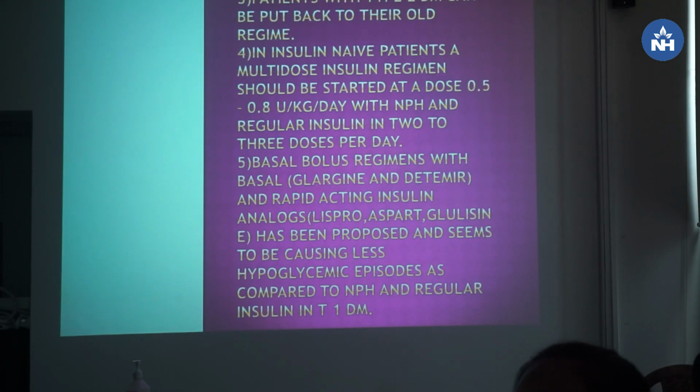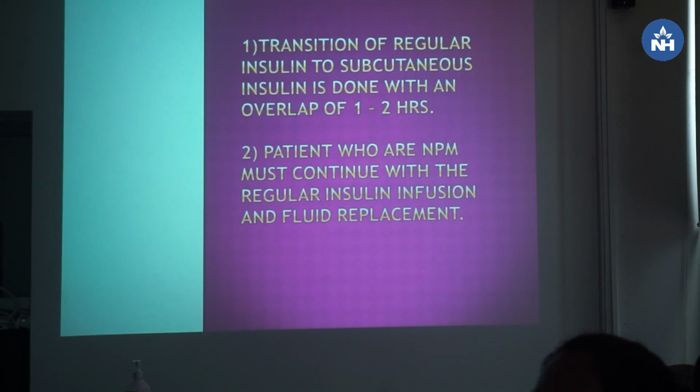So what does that mean? Transition of regular insulin to subcutaneous insulin is done with an overlap of 1 to 2 hours. So what will you do? What instruction will you give to the nurse? What does that statement mean? Overlap. So continue regular insulin, the infusion is going on. Now the patient is well, and you want to put him on subcutaneous insulin. So what are you going to tell the nurse?